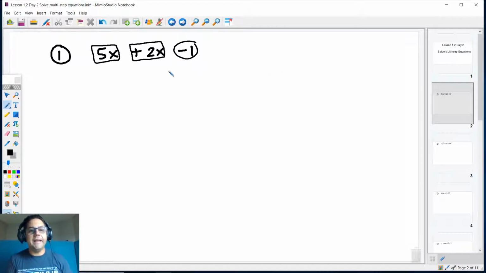So in combining it, 5x plus 2x is simply 7x, and then I've got a subtract 1. Now remember, there's nothing else that I can do there. I cannot say it's 6x because the 1 does not have a variable. So technically, it has currently been simplified. Now this is an expression, not an equation. We'll get to the equations in just a moment.